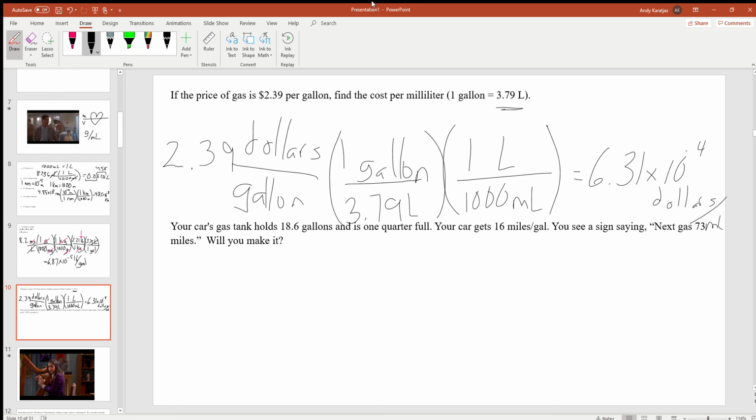Our next question is going to deal with a similar type of situation. We're looking at something again that we might not initially see as a unit conversion question, but there is a lot of similarity here. So our car's gas tank holds 18.6 gallons. And it's 1/4 full. So we'll multiply this by 1/4. And so we know that currently we have 4.65 gallons.